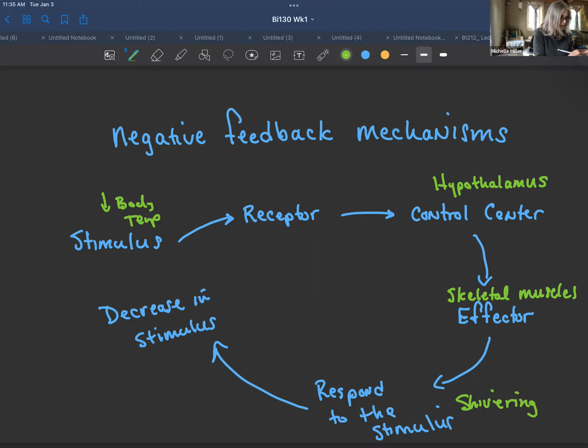This shivering increases body temperature. So it decreases the initial stimulus. So this is an example of a negative feedback mechanism.